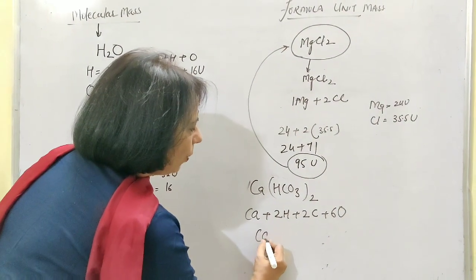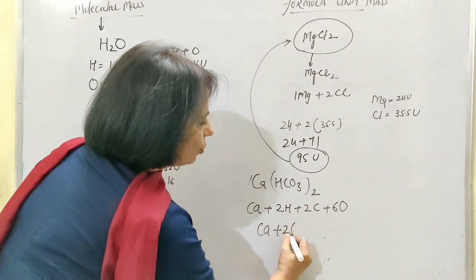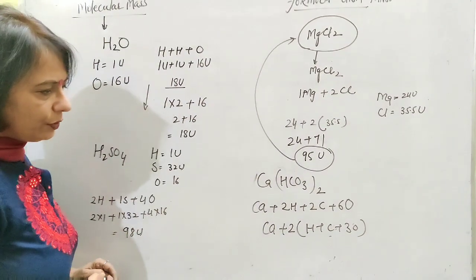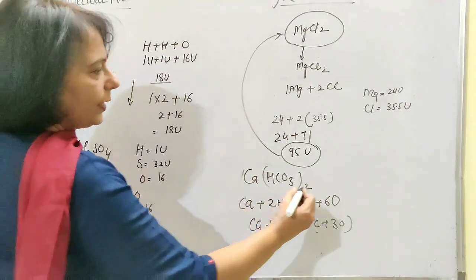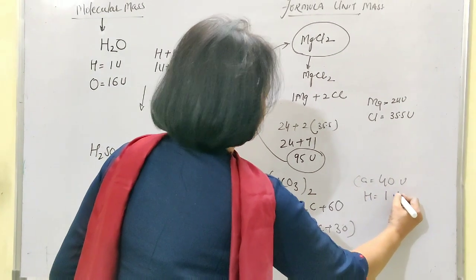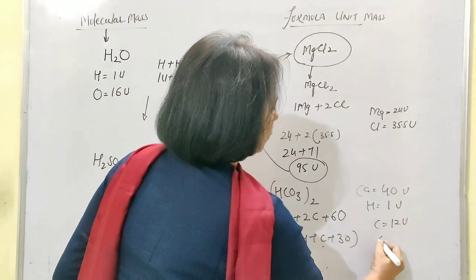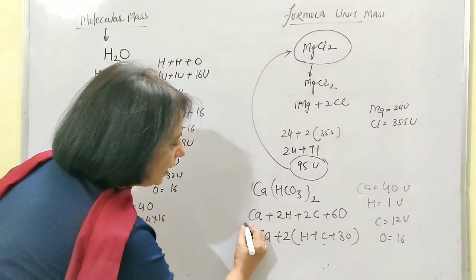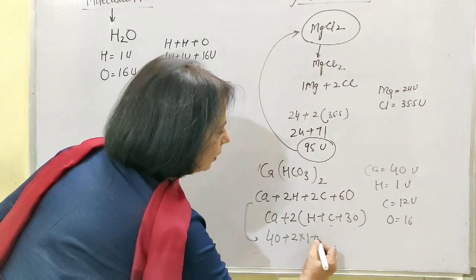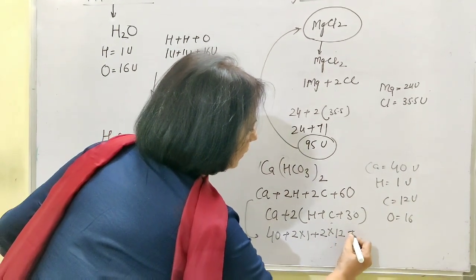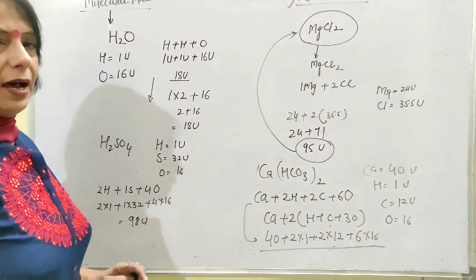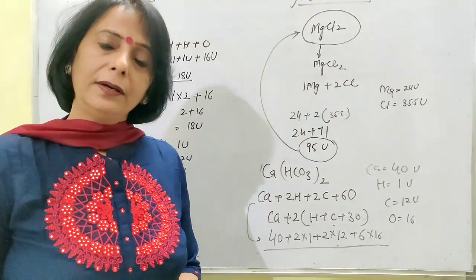Or you can say 1 atom of calcium plus 2 hydrogen plus 2 carbon plus 6 oxygen. You can write it this way also. Then you have to put the values. Calcium is 40, hydrogen is 1U, carbon is 12U, oxygen is 16. So let's go ahead: calcium 40, hydrogen 2 into 1, then carbon 2 into 12, then 6 into 16. Then you solve it and you will get the answer for this particular formula unit of a compound.